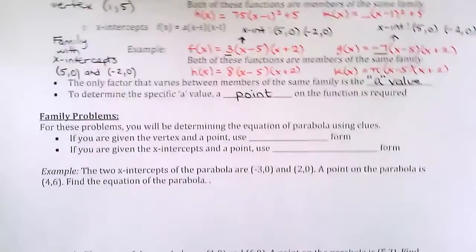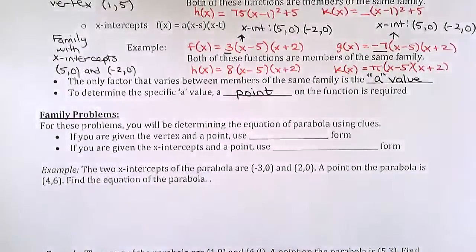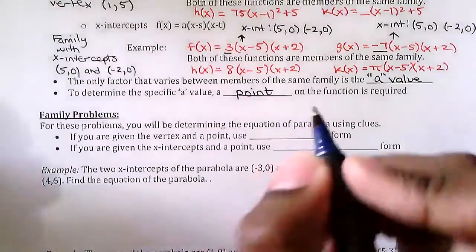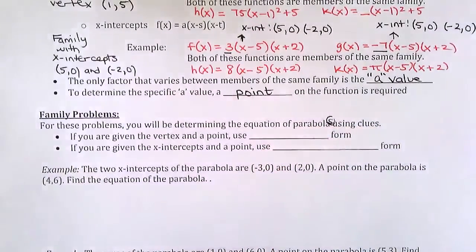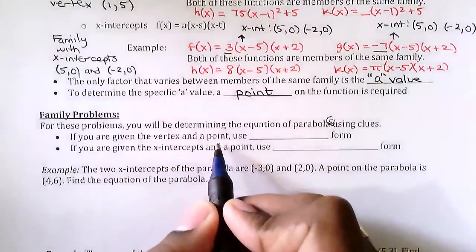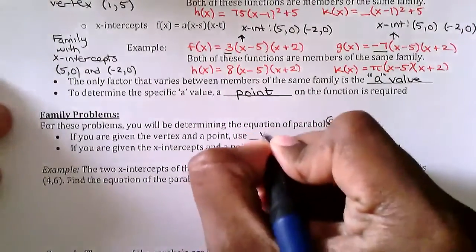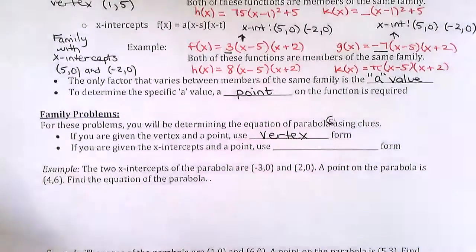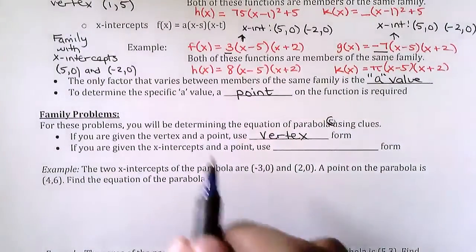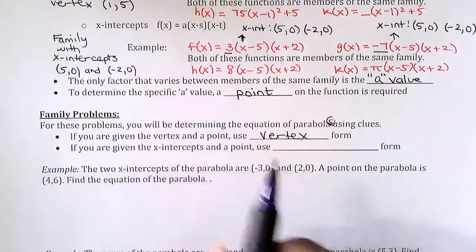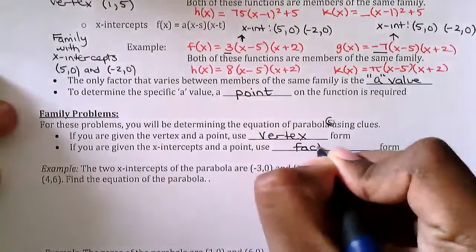And we'll go over what that means through our next couple of examples. So, families of quadratic equations problems. For these problems, you'll be determining the equation of a parabola using clues. If you're given the vertex and a point, remember, they'll give you some sort of clue, but they always have to give you a point to find the specific a value. You obviously want to use vertex form because that's where it's easy to incorporate the vertex. And if you're given the x-intercepts and a point, you want to use factored form.